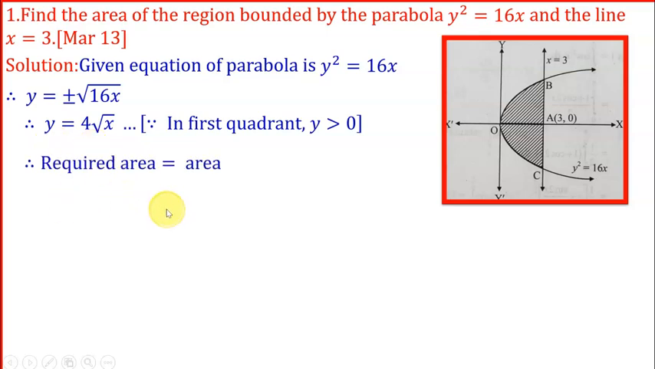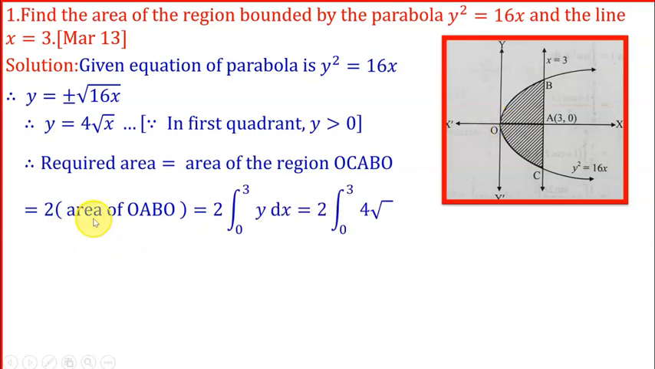The required area is equals to area of the region OCABO. Now you can see this OCABO. This is the required area, and this area is nothing but 2 times area of OABO. And that's equals to 2 integral 0 to 3 y dx, because x varies from 0 to 3. Therefore we have taken here x is equals to 0 to x is equals to 3 y dx.